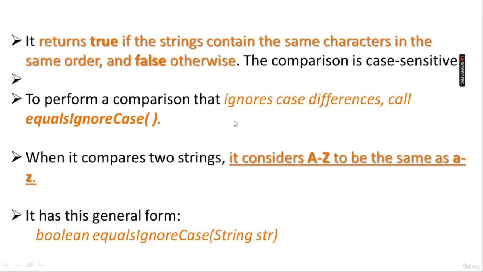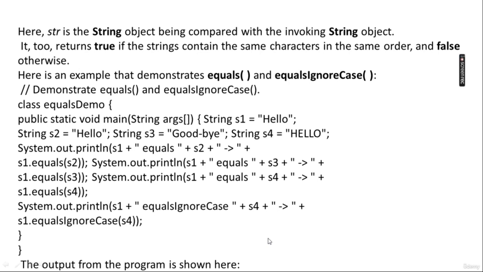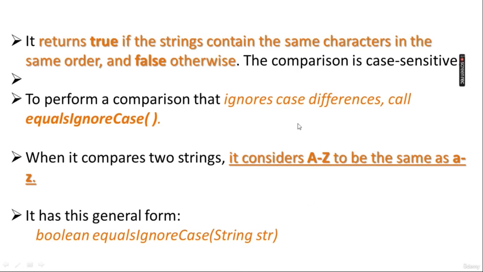And if you are not case sensitive for the comparison, if you want to ignore case differences, call equalsIgnoreCase. It considers A to Z to be the same as a to z. So what is the format of this? boolean equalsIgnoreCase(String str). Okay. So in this way we have completed the first part of the theory part, string handling.